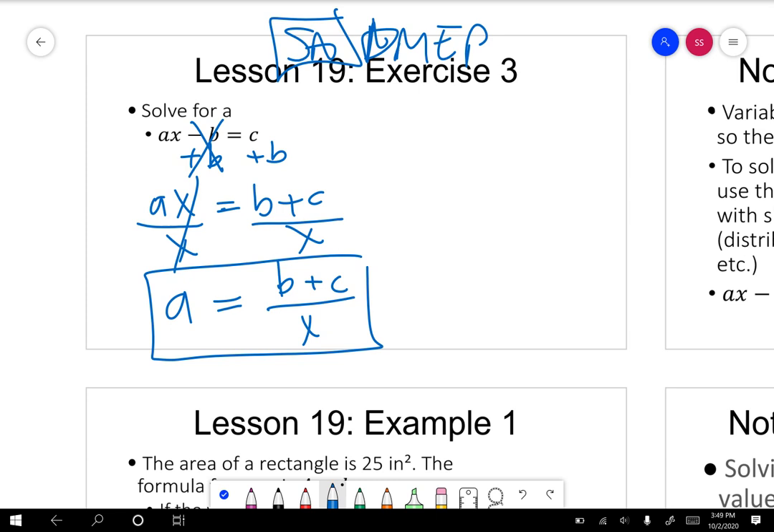Now you'll notice this is basically the same exact thing as when we solved for x, right? We're just basically switching those two. Okay, so same process, just solving for the different variable there.